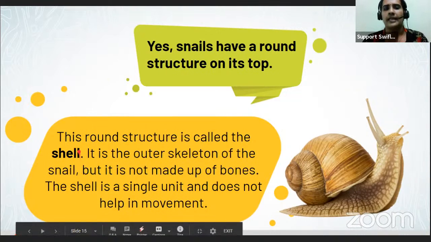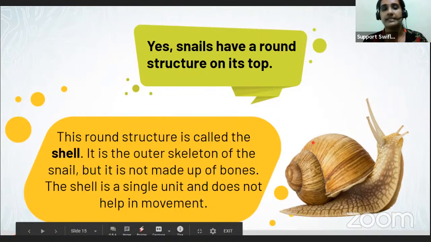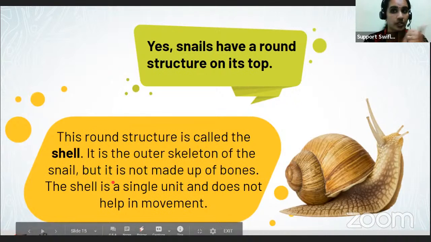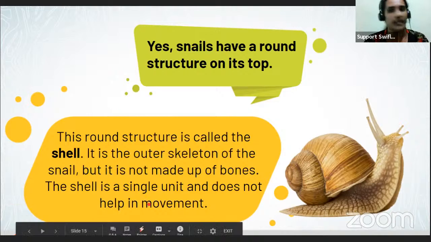You can see here, this round structure is called the shell. It is the outer skeleton of the snail. You can see that it is outside the body of the snail. It is the outer skeleton, but it is not made up of bones. The shell is a single unit and does not help in any movement of the snail.